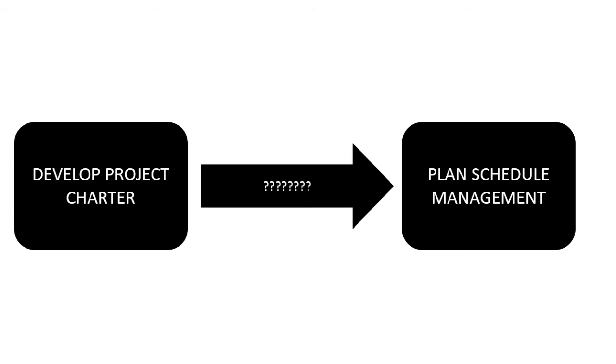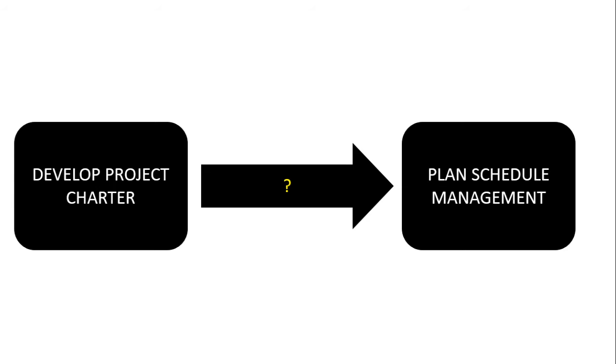All right. 5, 4, 3, 2, and 1. Well, I didn't get any answers. Now let's show you what that is. What comes out and goes in here, the answer is none other than the project charter. Your project charter comes out of Develop Project Charter, and it goes to Plan Schedule Management. All right, that's one question down. I've got 10 for you.